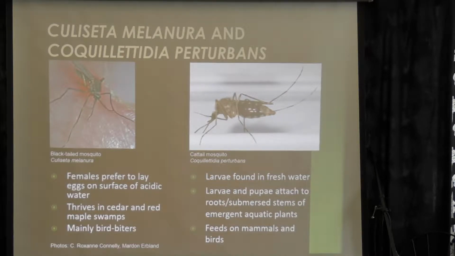All right, so again, on the left we have Culiseta melanura. This is the bird-biting mosquito that is feeding that Triple E virus amplification. The females of Culiseta melanura really like acidic water, and they thrive in cedar and red maple swamps. So whenever I see you guys talking about Hockomock Swamp in like August, I'm always like, oh guys, be careful. It's really bad.